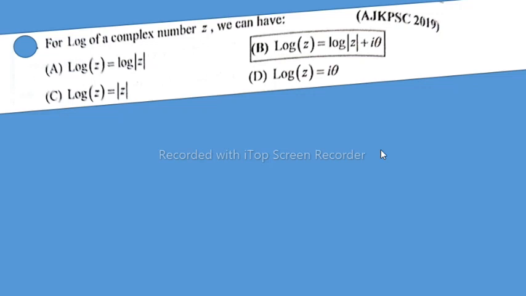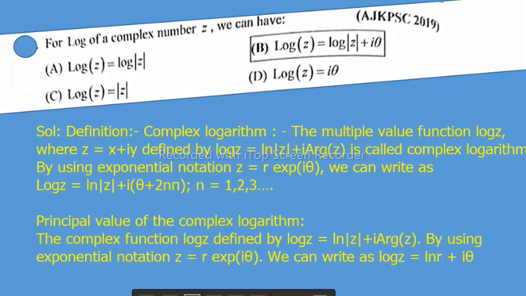In this lecture, I will solve AJK PSC 2019 MCQs, that is for log of a complex number z. We can have the solution. Definition of complex logarithm. The multiple value function log z, where z is equal to x plus iota y, defined by log z is equal to natural log absolute of z plus iota argument of z, is called complex logarithm.